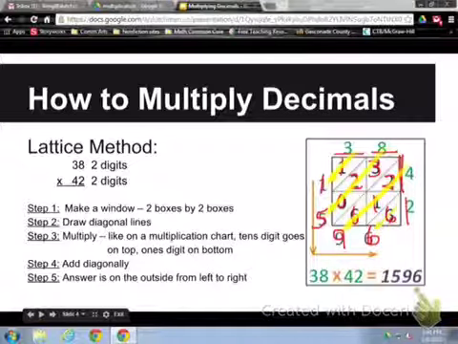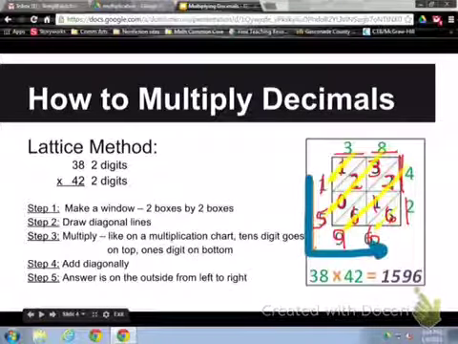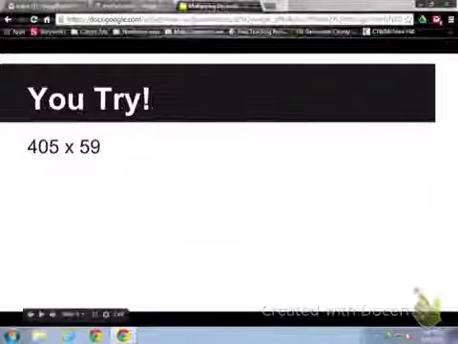Then, step 5, our answer is already given to us along the outside. It's 1, 5, 9, 6. And you write those in order, 1, 5, 9, 6. And that is the answer to your problem. So, now you try. Work it out both ways.